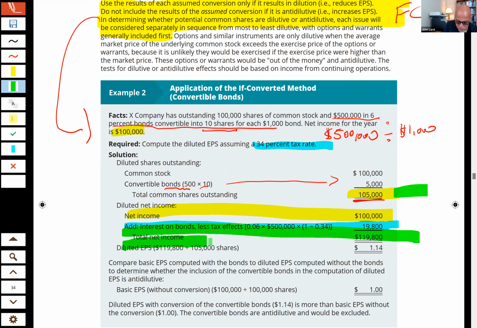These 105,000 shares means that they're finding that if the bonds had been converted to stock, the earnings per share would have been $1.14. But the basic earnings per share, what actually happened, was the 100,000 net income divided by what? The 100,000 shares of common stock. So it was what? $1.